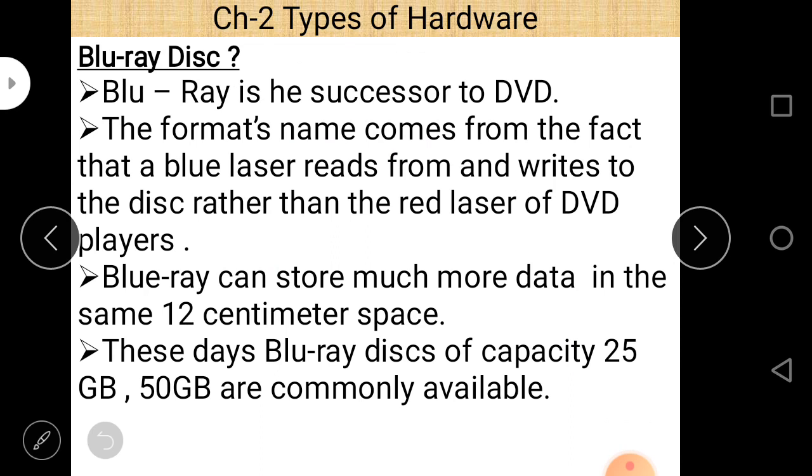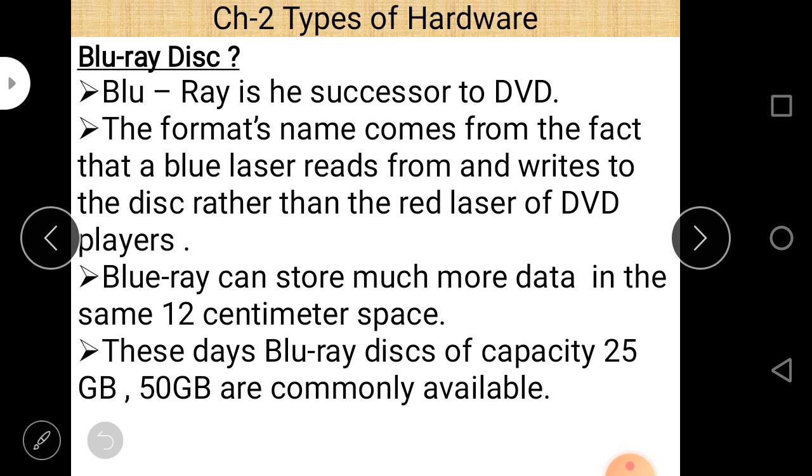So first of all, a Blu-ray disc is similar to a DVD as far as the size is concerned, but regarding the data read mechanism, a Blu-ray uses a blue laser, while a DVD uses a red laser. That's why it is called the Blu-ray disc. They are popular in comparison to DVD because they have high storage capability. We can say that Blu-ray discs are the successor to DVD.